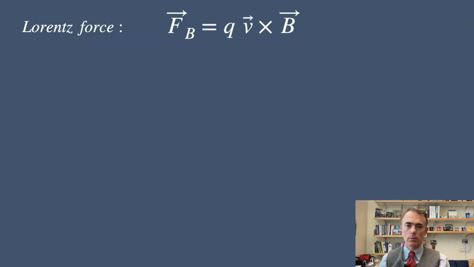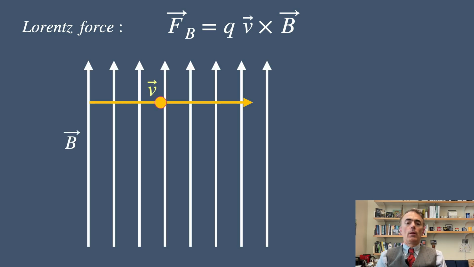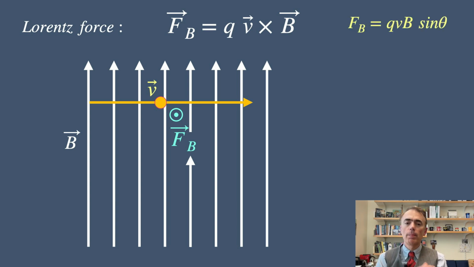Before we proceed, let's revisit the Lorentz force equation. So the force F on a charge Q moving with velocity v in a magnetic field B is given by the expression F = Q v × B. This means the force is perpendicular to both the velocity and the magnetic field. The magnitude of the force can be expressed as F = QvB sin θ, where θ is the angle between the velocity vector and the magnetic field vector.